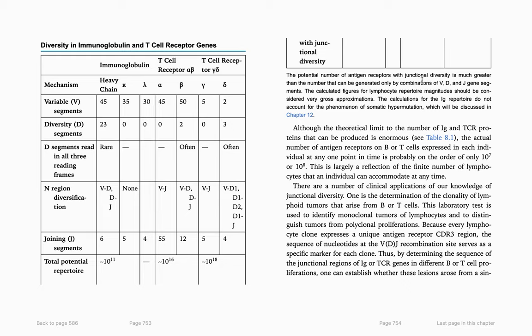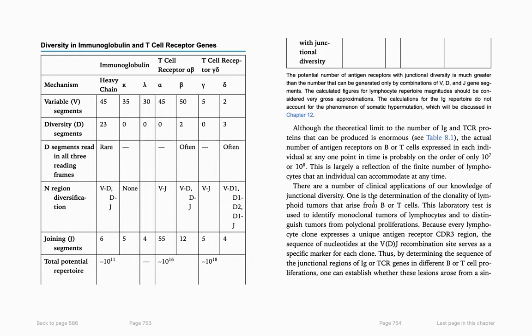So the potential number of antigen receptors with junctional diversity is much greater than the number that can be generated by only combination of VDJ gene segments. The calculated figure for lymphocyte repertoire magnitude should be considered a very gross approximation. The calculation of the Ig repertoire does not account for the phenomenon of somatic hypermutation, which will be discussed in chapter 12. Although the theoretical limit to the number of Ig and T cell proteins that can be produced is enormous, the actual number of antigen receptors of B and T cells expressed in each individual at one point in time is probably on the order of only 10 to the power 7 or 10 to the power 8. This is largely a reflection of the finite number of lymphocytes that an individual can accommodate at any time.